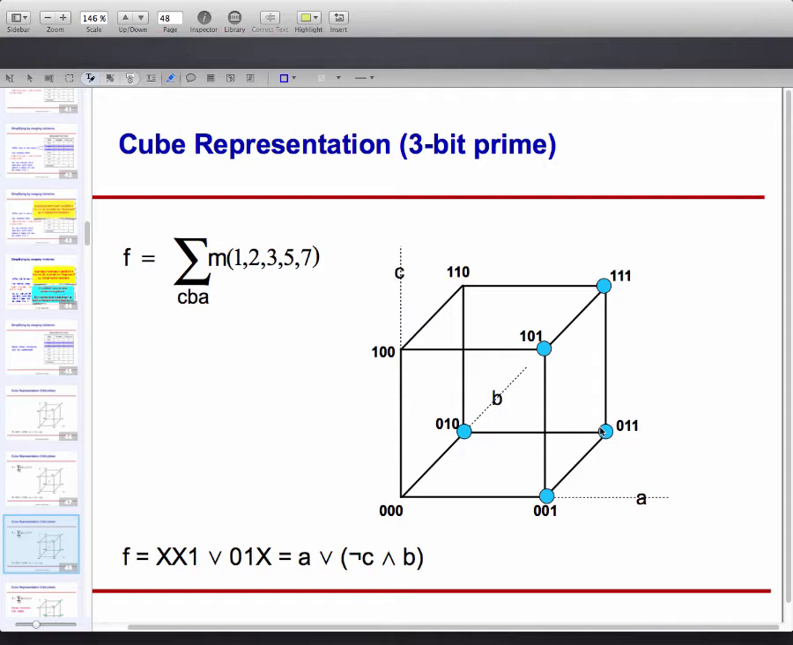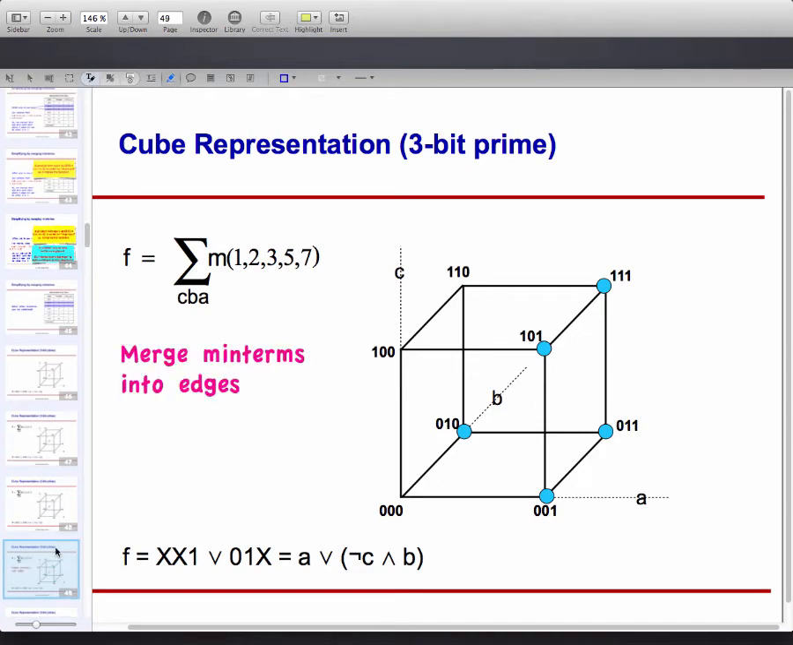Okay. So every edge on this face, since the whole face, all the 4 vertices are covered, so all the 4 edges are candidates, and then we have this edge at the back. So there are 5 possible pairs which could be merged, and they would now correspond to AND gates which would have only 2 inputs. But we could do more, and we'll see how that could be done very shortly. So merge minterms into edges.